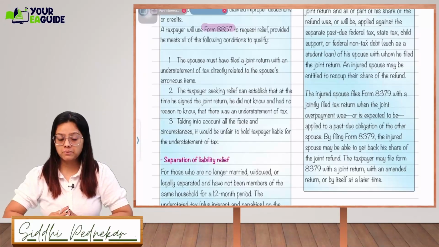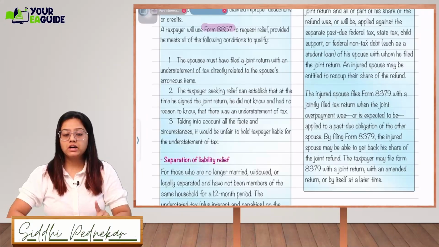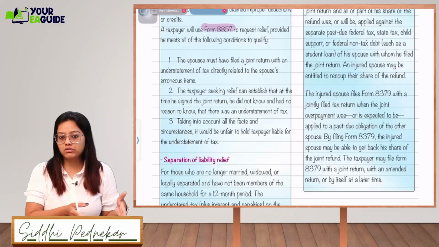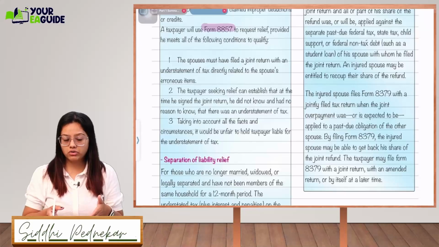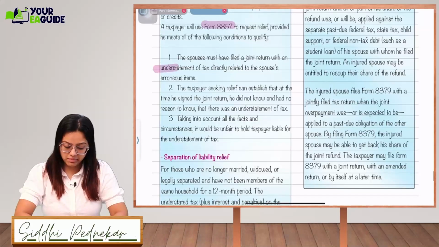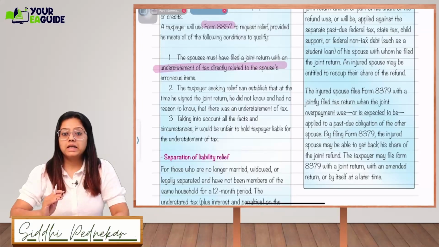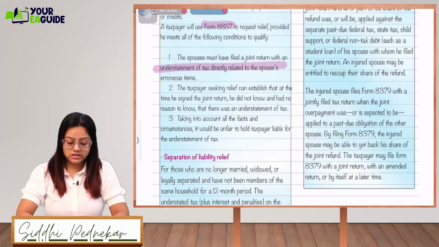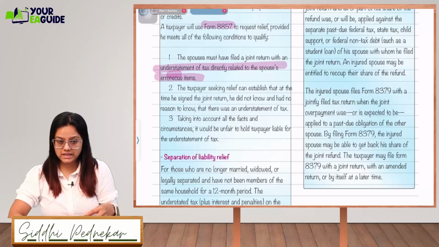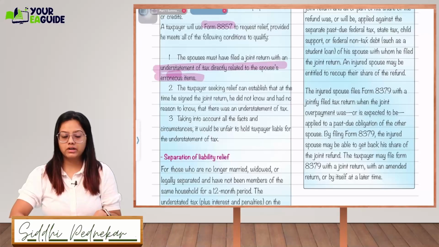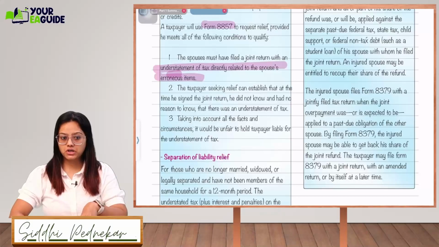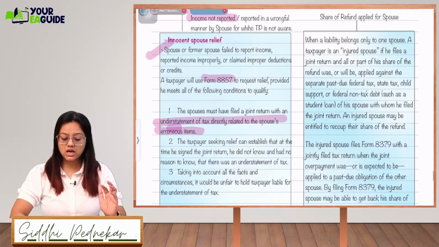Three conditions are there. First is the spouse must have filed the joint return. See, if a joint return is filed, then only there is joint and several liability when the notice will come. So the spouse must have filed a joint return with an understatement of tax liability related to the spouse's erroneous item. Okay, means whatever notice is going to be received for that particular return, it has to be filed jointly by both the taxpayer and the spouse. Then only the spouse can go and apply for this innocent spouse relief.